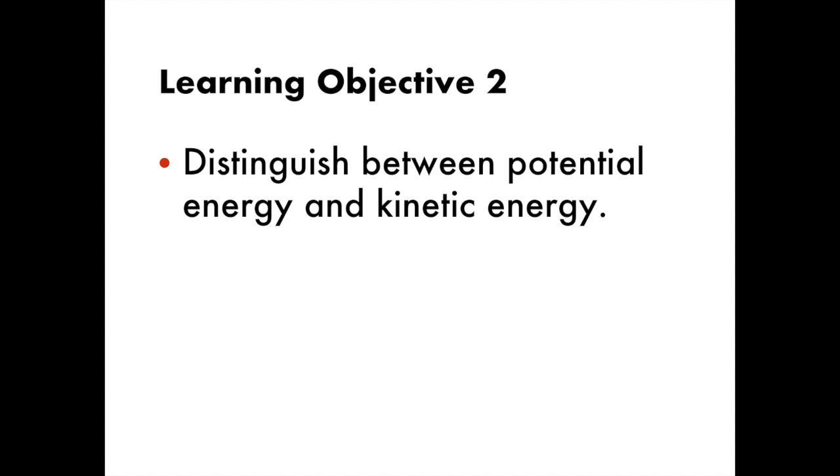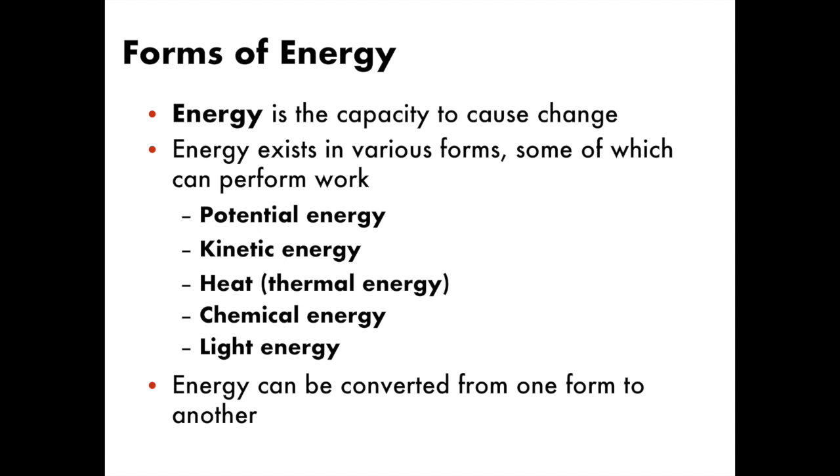So let's talk a little bit about energy, because in order to make metabolism work, we're going to have to use energy. So two most important types of energy are potential energy and kinetic energy, although there are several different types of energy. Energy is the capacity to cause change or to do work. Many different forms of energy exist. Potential energy, kinetic energy, heat, which is really thermal energy.